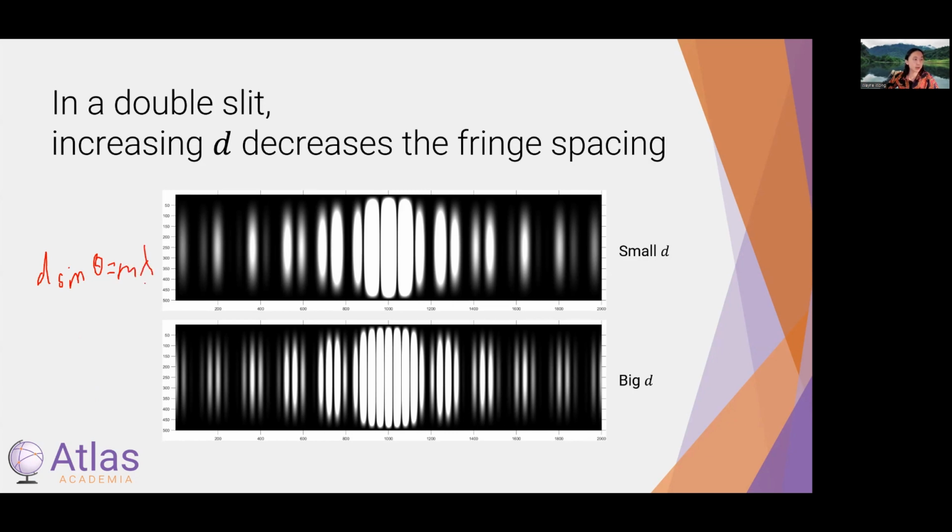That explains this perfectly, right? It's us increasing d, and as a result, for the same wavelength of light and for the same particular order, m, so the order fringe number that we're looking at, I'm going to now have a smaller sine theta, which means I'm going to have a smaller theta, which means a smaller angle, which means the fringes are going to be closer together.